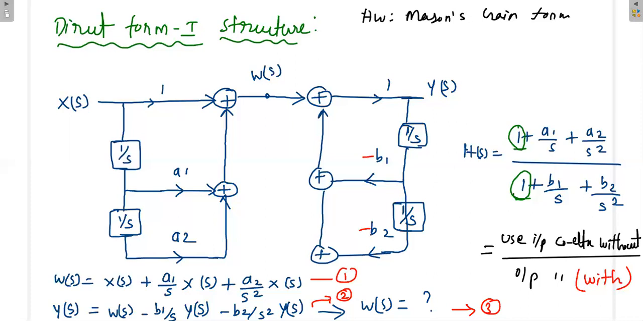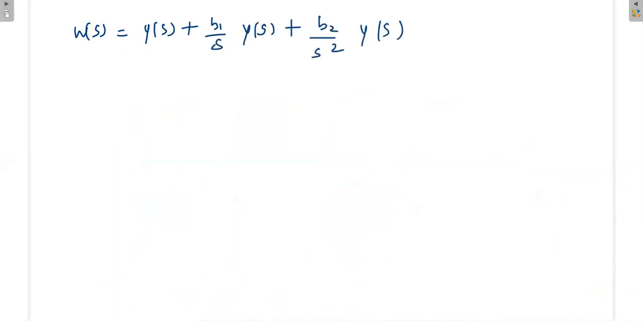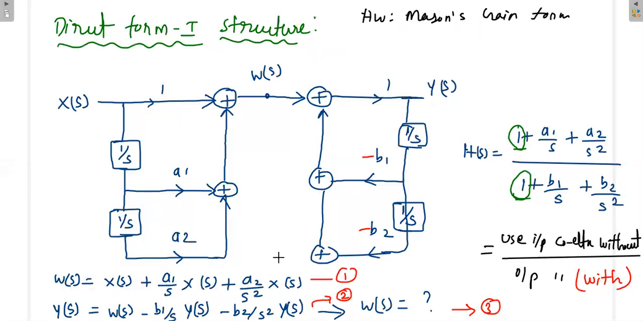Okay, so now we'll try to get equation number 3 from equation number 2. W(s), what is that W(s)? W(s) is equal to Y(s) plus b1 by s Y(s) plus b2 by s square Y(s). Now this is equation number 3. Again, we know that equation number 1 is also having W(s), and equation number 3 is also having W(s). That means we can equate the right hand sides, so this we can equate with this.